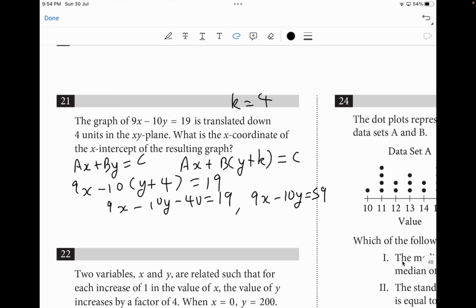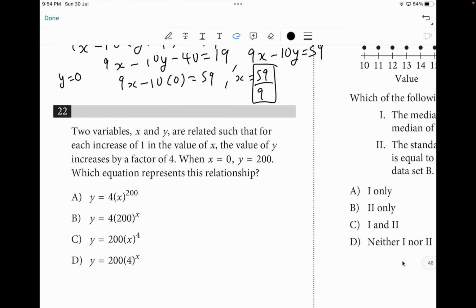Okay? And we know that the x-coordinate of the x-intercept of the graph equation in the xy plane is the value of x in the equation when y is equivalent to 0. So 9x minus 10 times 0 is equal to 59. And we know that x is equivalent to 59 divided by 9, which doesn't simplify much. So the correct answer is going to be 59 by 9. That's going to be your correct answer for question number 21. 59 by 9.